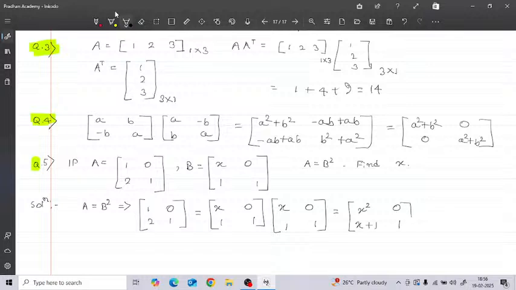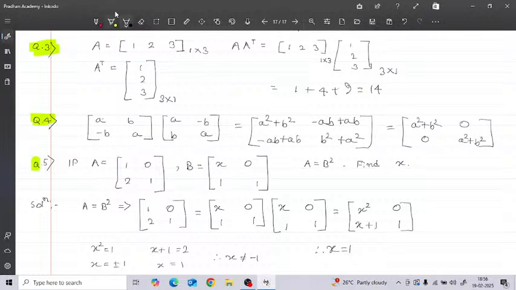If these two matrices are equal, we have to compare the corresponding elements. So here we can see that this 1 is equal to x squared. So x squared is equal to 1, and this x plus 1 is equal to 2. So from here x can be plus or minus 1, and from this we got that x equals 1. So x is not equal to minus 1. What is the final answer? x is equal to 1.